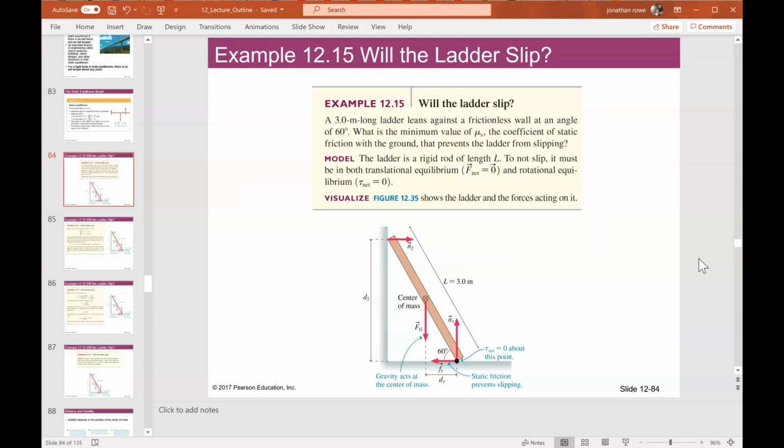Static equilibrium. Will the ladder slip? A 3-meter long ladder leans against a frictionless wall at an angle of 60 degrees. What is the minimum value of mu sub s, the coefficient of static friction with the ground, that prevents the ladder from slipping? We've got a bunch of torques, forces, and all that good stuff. I bet we're going to have both equations, the sum of the forces and the sum of the torques. Multiple equations to solve for multiple variables, a system of equations kind of thing. Let's find out.